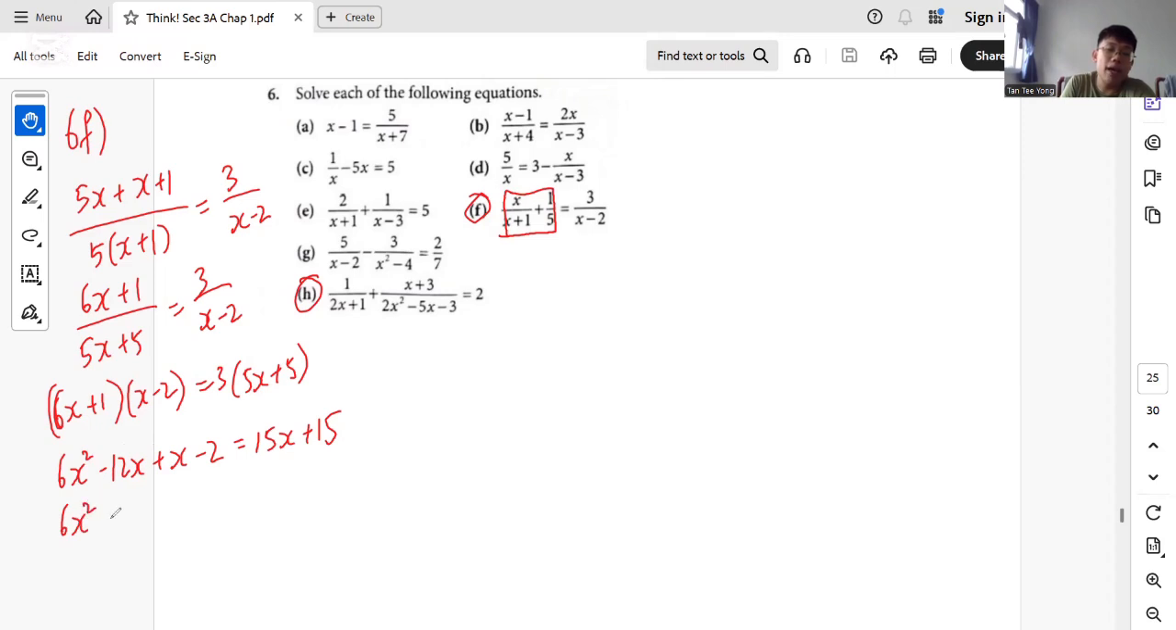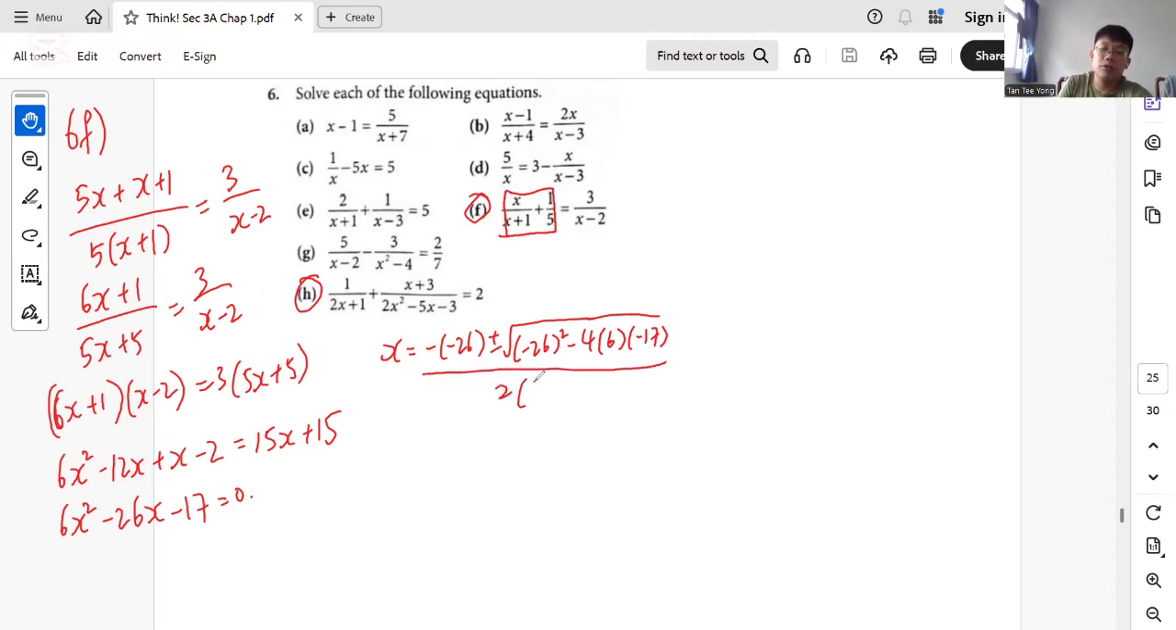Okay, so 6x squared minus 26x minus 17 equals 0. Then after that, solve using the quadratic formula. So let me write here. x equals negative b, plus minus the square root of b squared minus 4ac, over 2a. So let me just solve it.